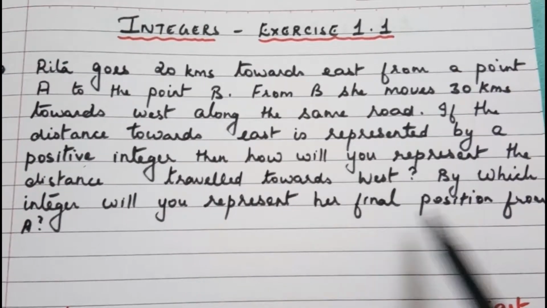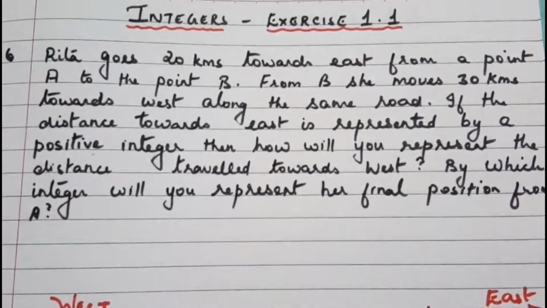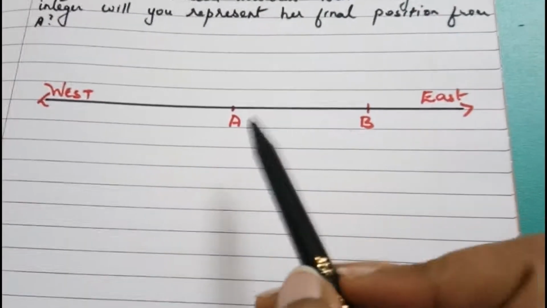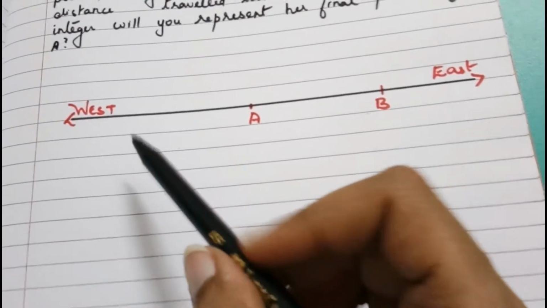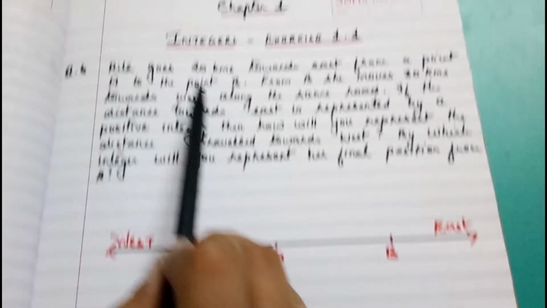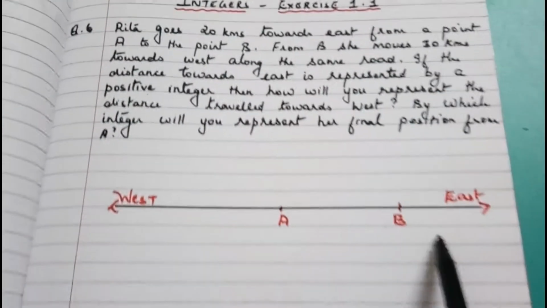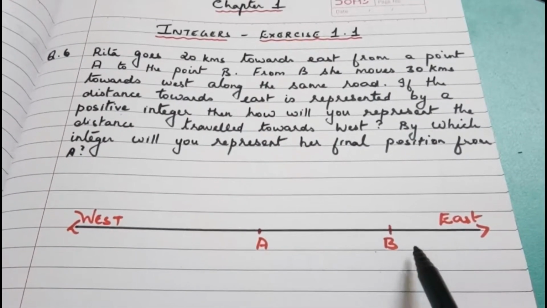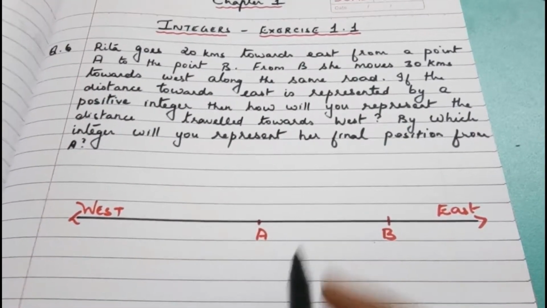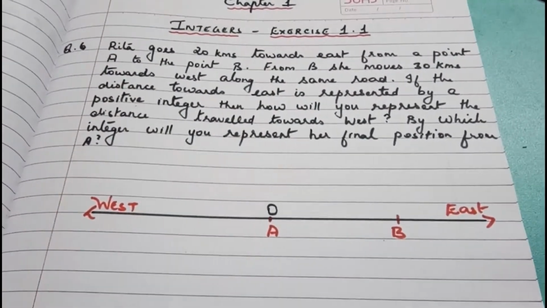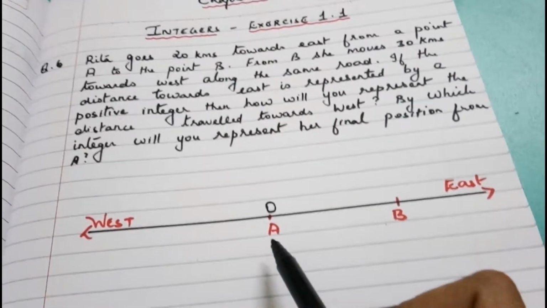So here also there are two questions asked. For the betterment, we have drawn a diagram, a number line which represents A, B, east and west. So now let's see from the question which will make us easy to calculate this. Okay, so let's start. Rita goes 20 kilometers towards east from the point A to the point B. So for the easiness, let us consider this A to be 0 on a number line. Okay. Now very simple calculation.